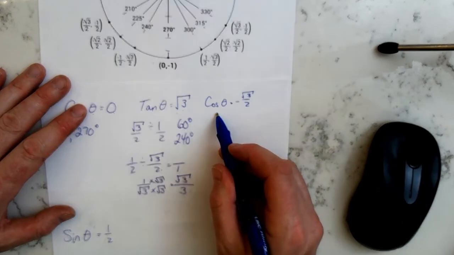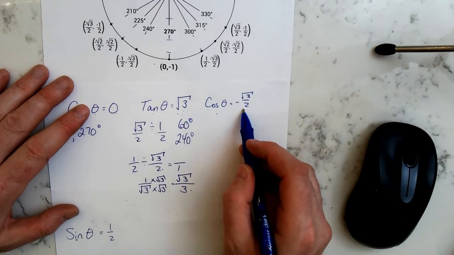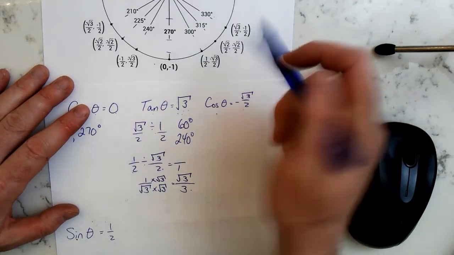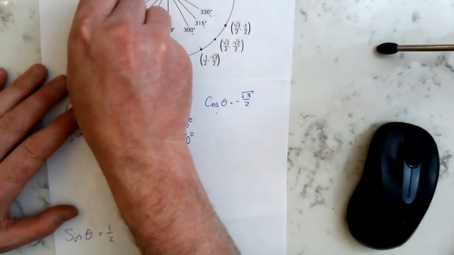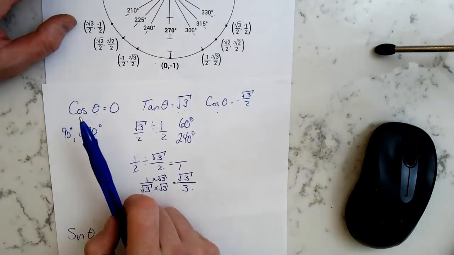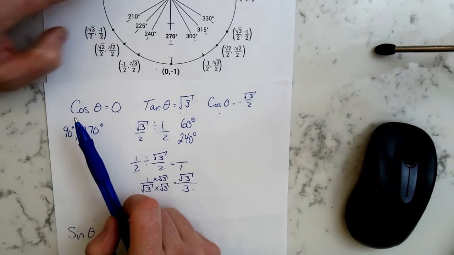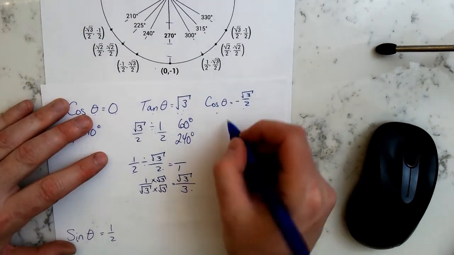The next one, cos theta, is negative root 3 over 2. So cos is negative, so I'm going to move until I hit negative root 3 over 2, which is right there and right here. So 150 and 210.